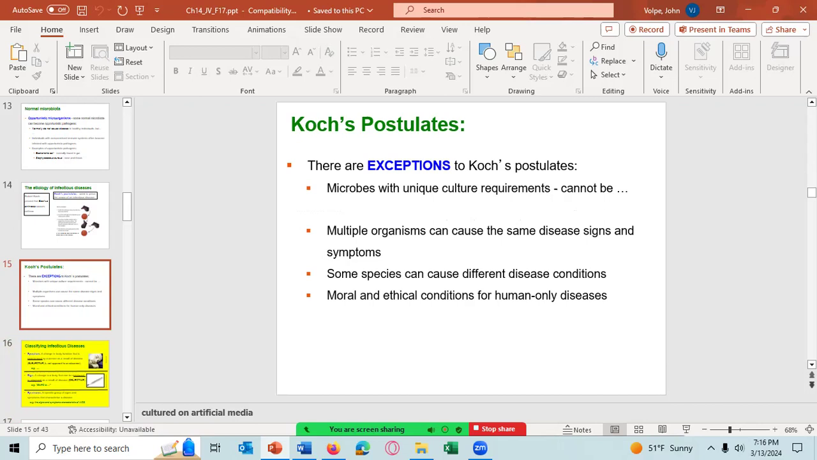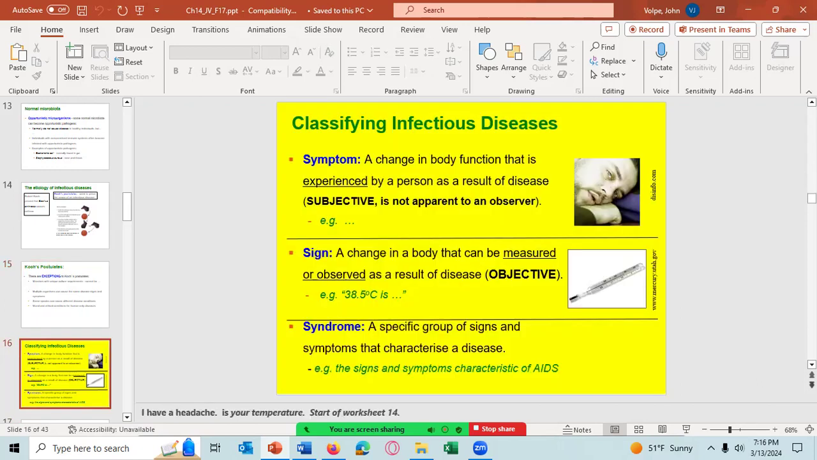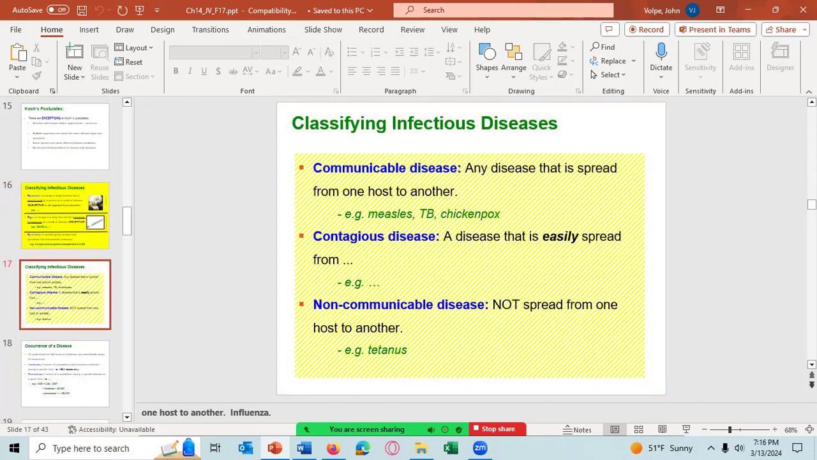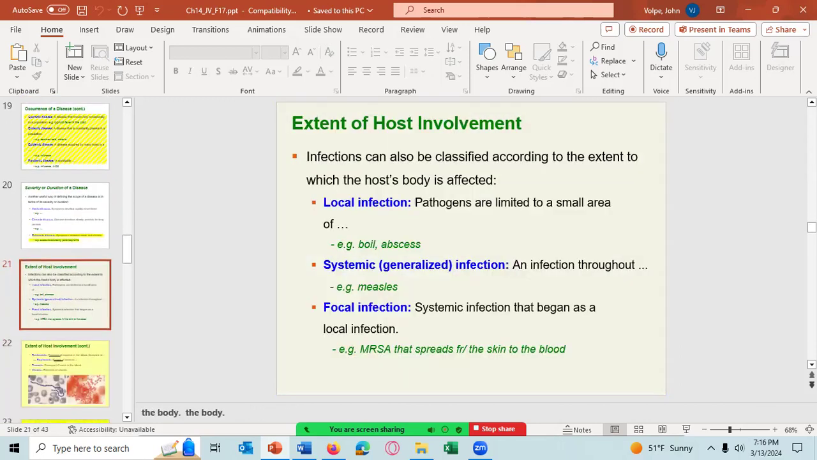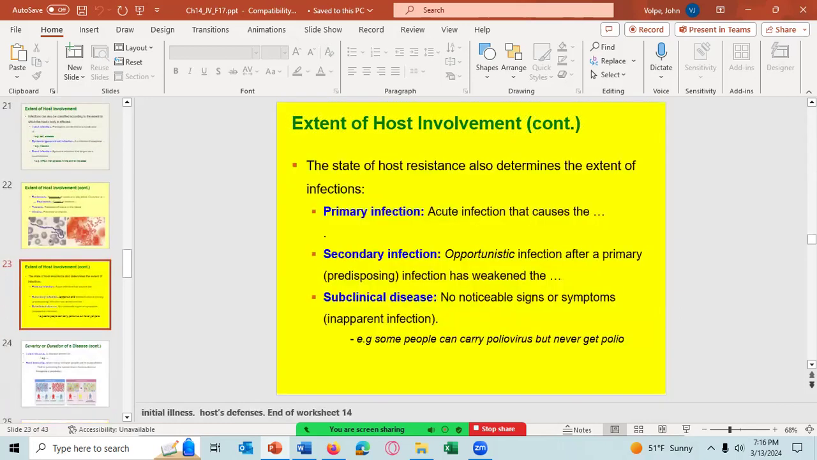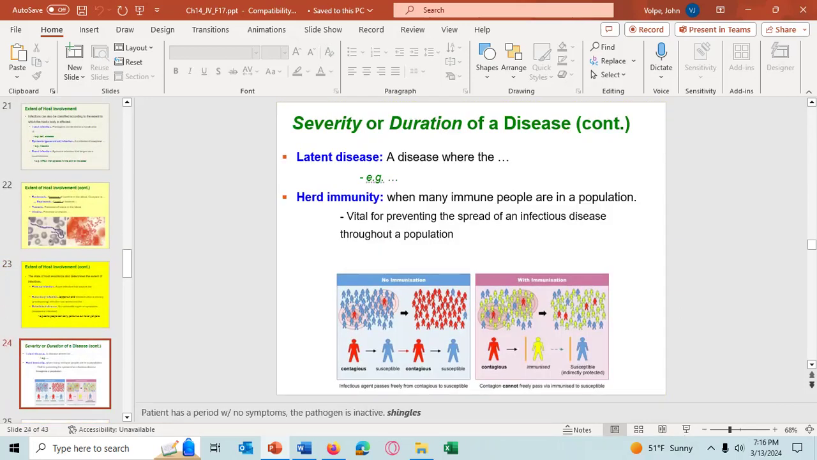You should know there's exceptions to Koch's postulates. And what we do is we use vast epidemiological studies when we cannot use Koch's postulates. You should know these terms. You should know what a latent disease is, herd immunity.